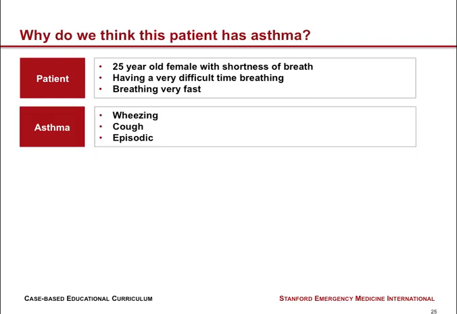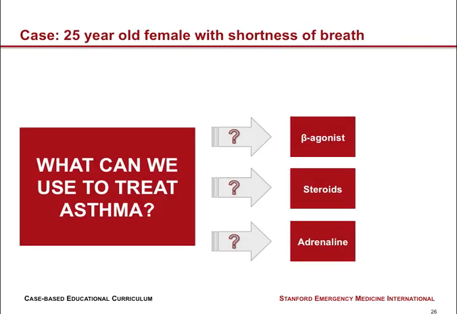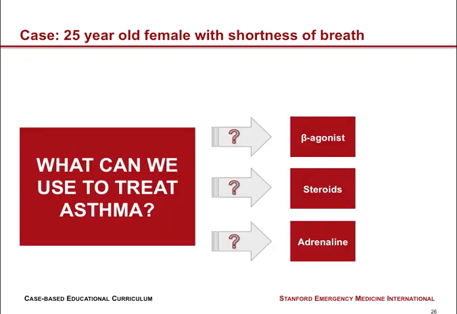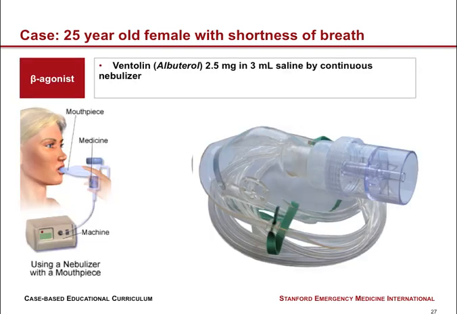And I think that asthma fits best here because the patient is wheezing, having a cough, and is short of breath, episodic nature. So what can we use to treat asthma? There are a few mainstays of therapy that everyone should consider and use in our asthmatic patients. The first being a beta agonist, the next being steroids, and finally adrenaline.